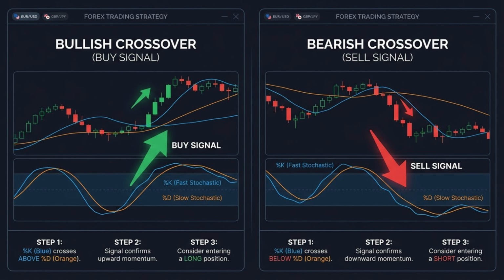Once the signal is confirmed by sustained upward movement, traders may consider entering a long position to take advantage of a potential price rise. On the other hand, a bearish crossover, or sell signal, happens when the %K line crosses below the %D line, often near the overbought region. This indicates that momentum is turning downward and sellers may be gaining control. After the signal is confirmed through ongoing downward movement, traders may consider entering a short position to profit from a potential decline. These crossovers help traders read momentum changes early, but they work best when combined with trend direction, support and resistance levels, and other technical indicators to avoid false signals.